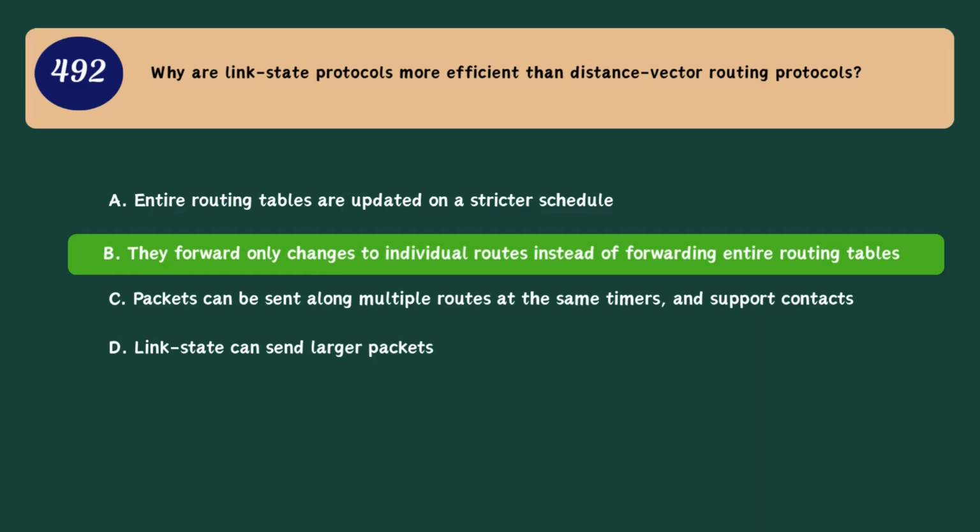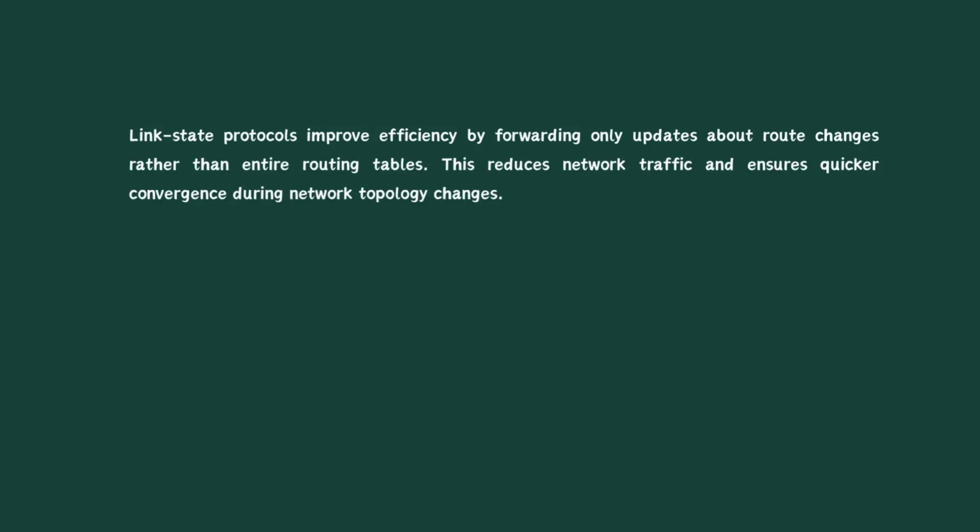Correct answer. B. They forward only changes to individual routes instead of forwarding entire routing tables. Link state protocols improve efficiency by forwarding only updates about route changes rather than entire routing tables. This reduces network traffic and ensures quicker convergence during network topology changes.